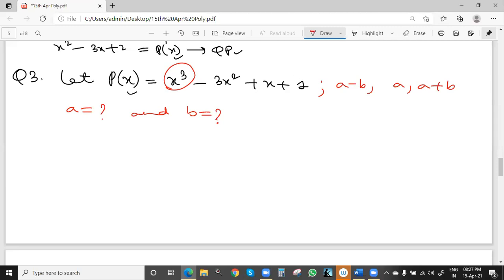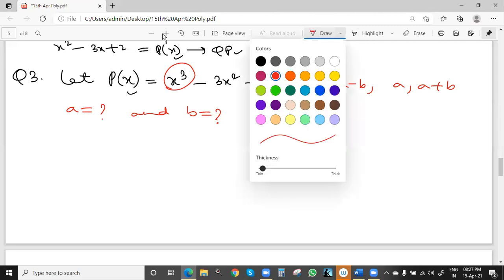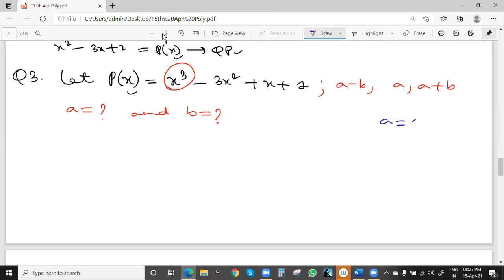So I'll give 2 minutes time. Everyone will try. A is 1 and B is minus 3. So one answer I'm getting, a value 1 and b value minus 3.